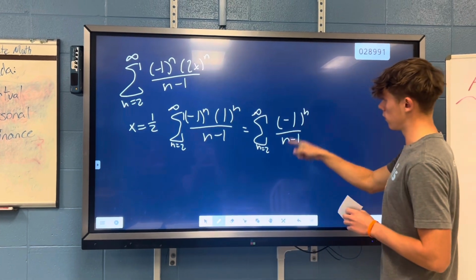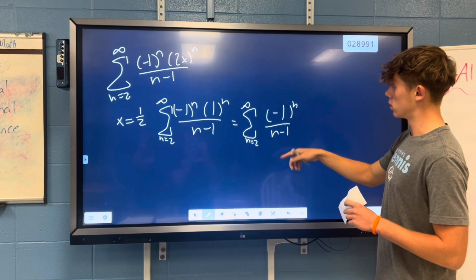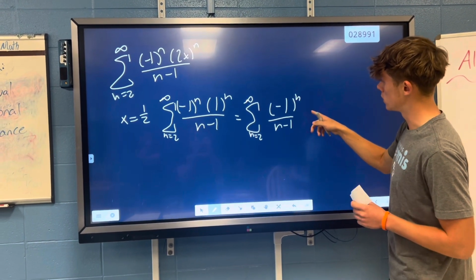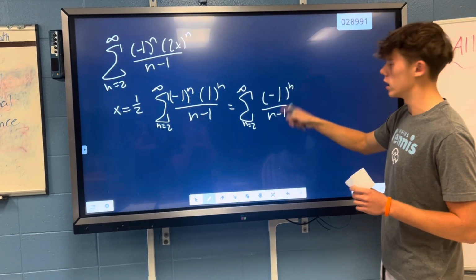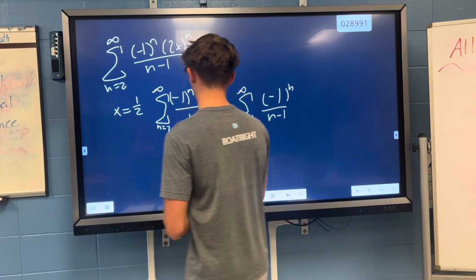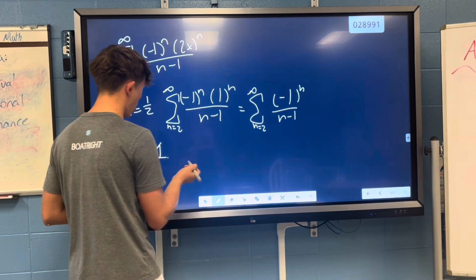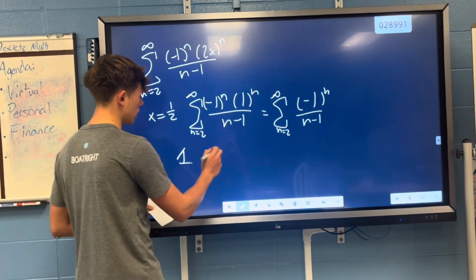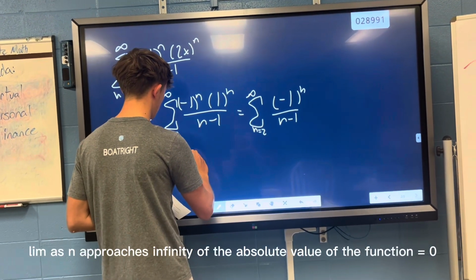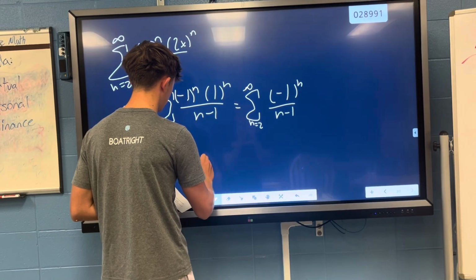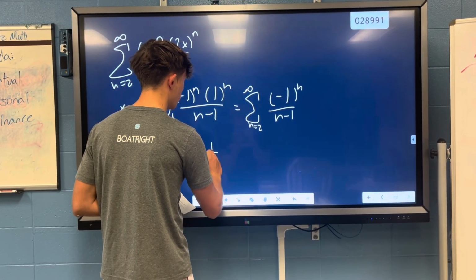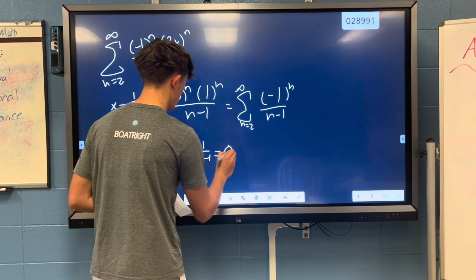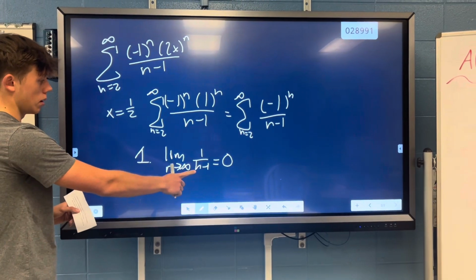And then to test if this is convergent or divergent, you can use the alternating series test because negative 1 to the n makes it an alternating series. So then your first part of the alternating series test is basically the nth term test. So the limit as n approaches infinity of 1 over n minus 1 equals 0. And because it equals 0, it passes the nth term test.